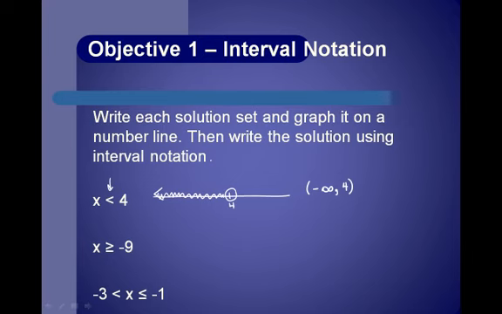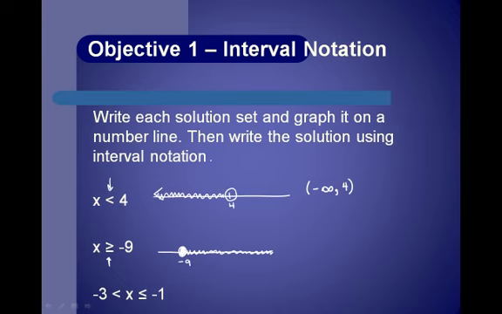The second example, x is greater than or equal to negative 9. We're going to draw our number line. We're going to start with negative 9. Now this time, because you want to shade numbers that are greater than or equal to negative 9, we know we're going to shade numbers to the right of negative 9 on the graph. But this time, because it's greater than or equal to, we're going to put the closed circle, meaning that the solution does include the negative 9.